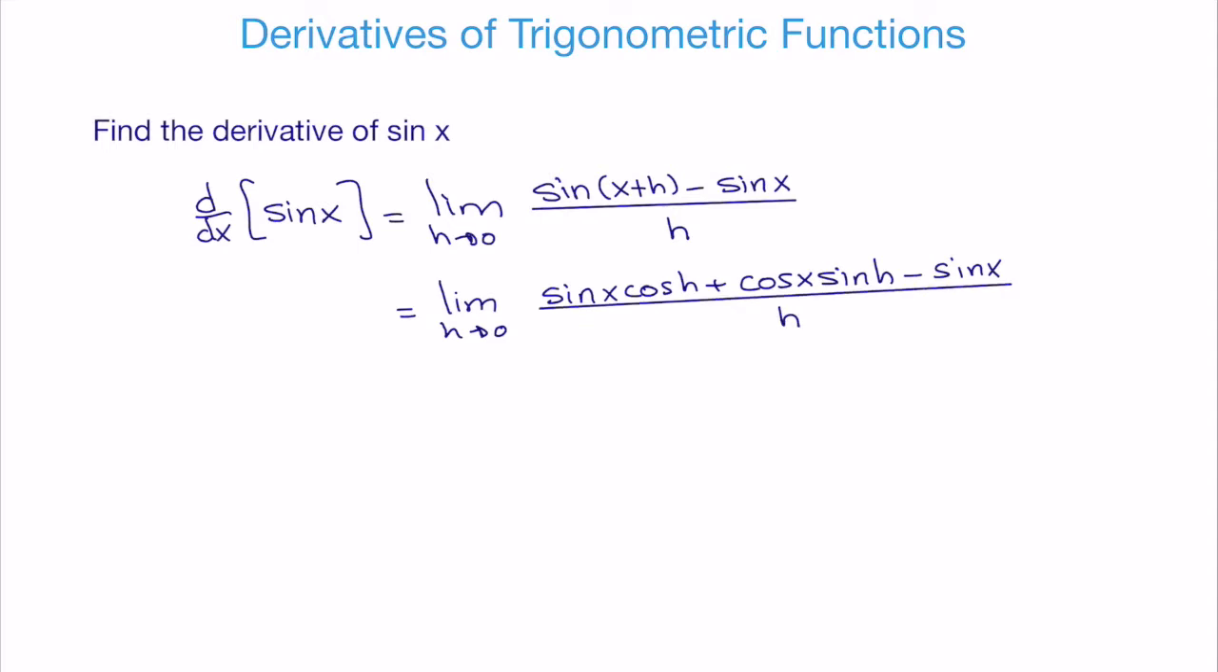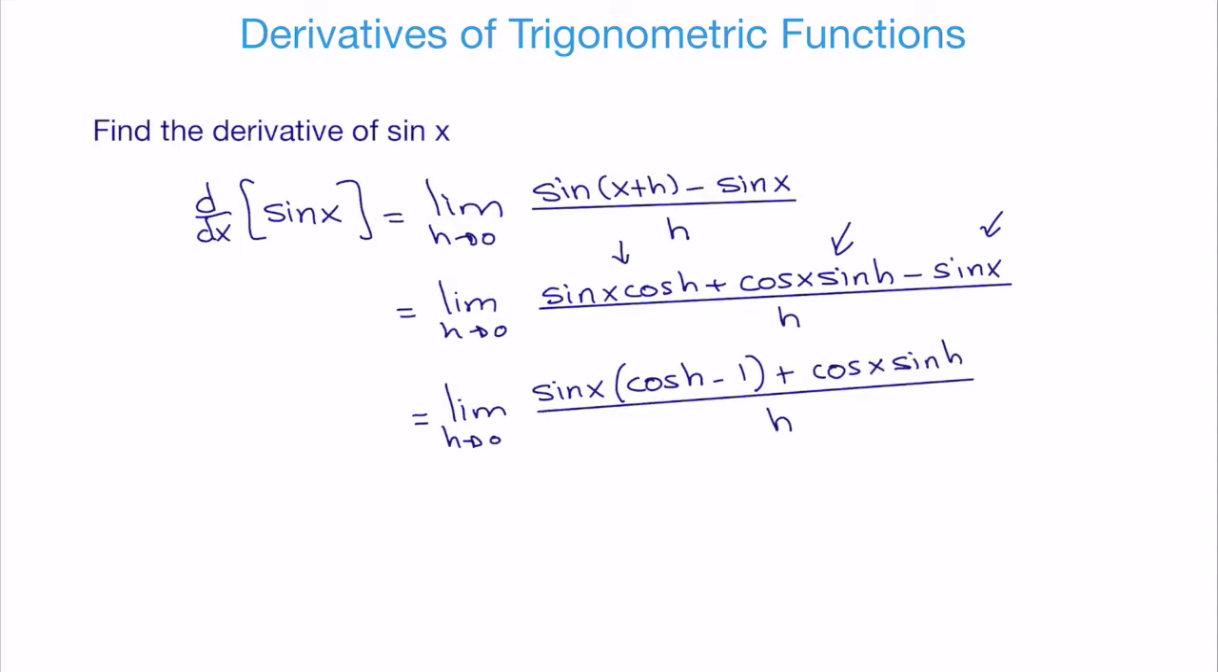Stare at the equation and see what we can do. What do you think you can do here? There's not a common factor among all of these terms. What we can do is factor sine x from the first and third term. So this is the limit as h approaches 0. And let's factor sine x from here. We're left with cosine h. And from here, we're left with negative 1. And just keep the middle term.